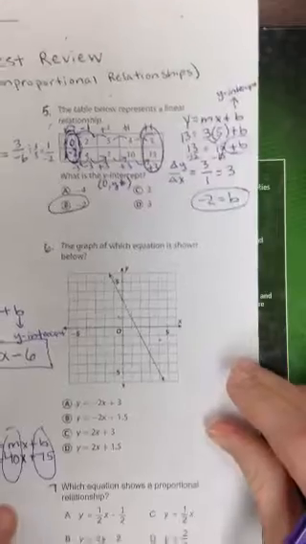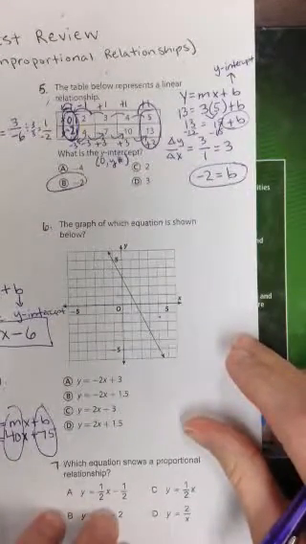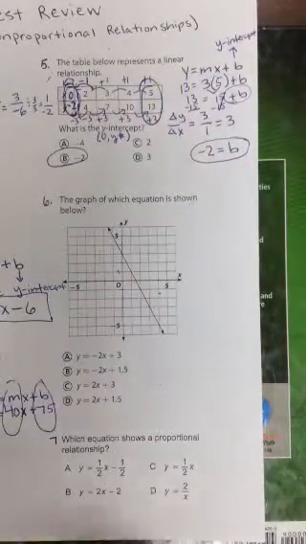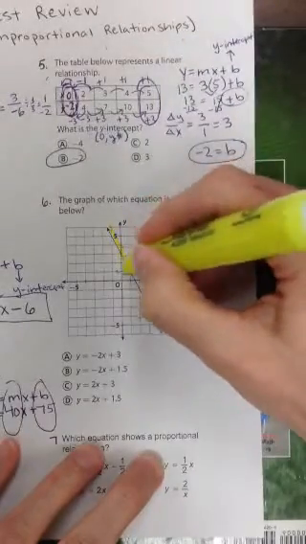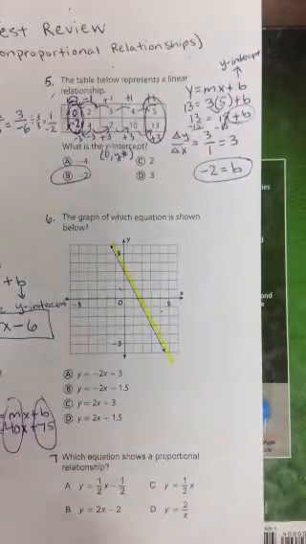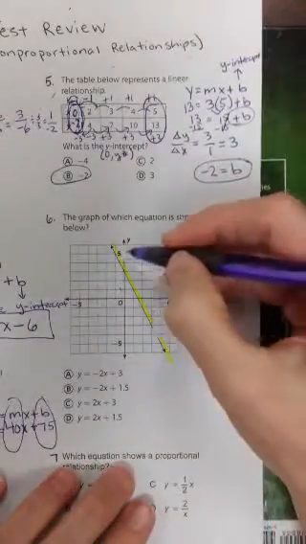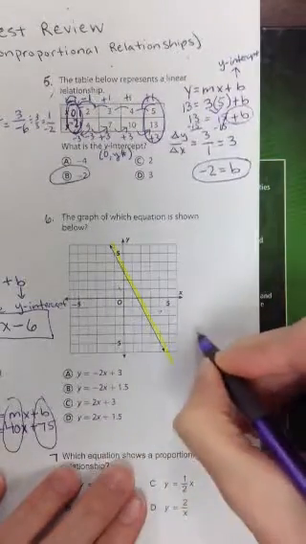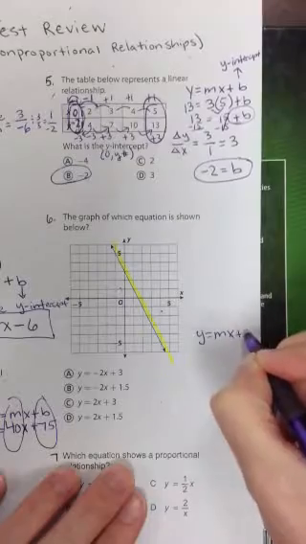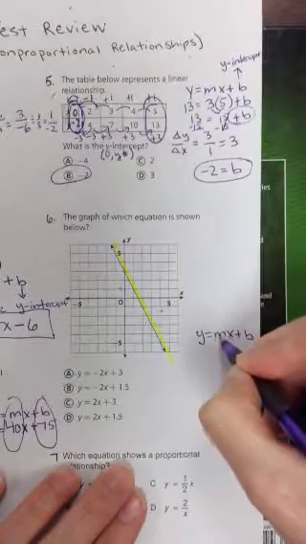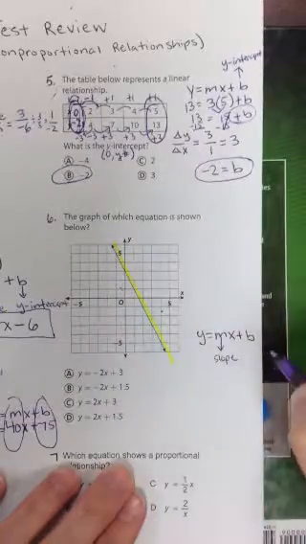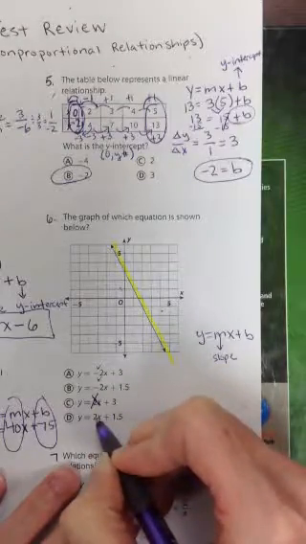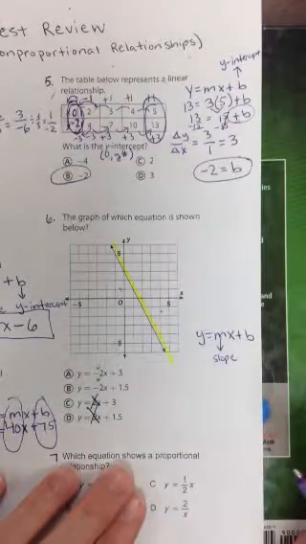All right, number 6. The graph of which equation is shown below? There are several things that we can look at here. First of all, I want to look at my line. Look at this line and ask yourself, is this a positive slope or a negative slope? Since it is moving downwards from left to right, I know that it's a negative slope. So when I'm looking here, I've got y equals mx plus b. This m, my slope, is going to be negative. So I have a negative slope. I have a positive slope, I don't want it. I have a positive slope, I don't want it. So that's one thing you look for.